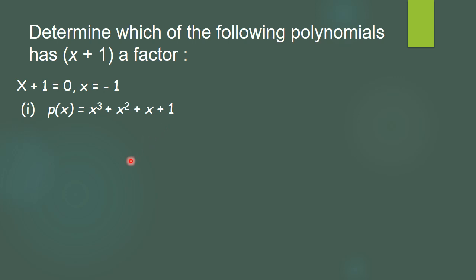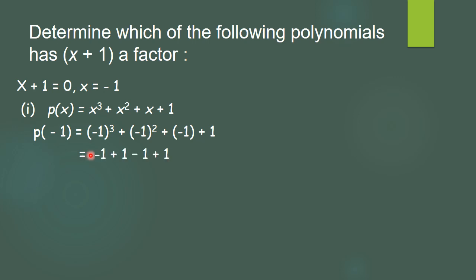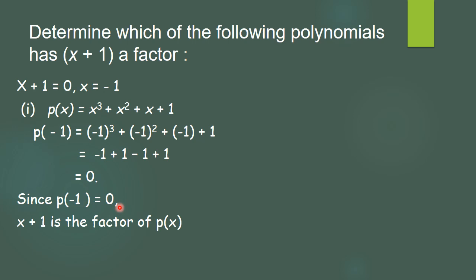Now we will calculate the value of p of minus 1. We know how to calculate p of minus 1. Just replace x by minus 1. And when we simplify, minus 1 cube will become minus 1. Here it is plus 1, minus 1 and plus 1. So ultimately we get it as 0. Now since p of minus 1 is 0, it indicates that x plus 1 is a factor of p of x.